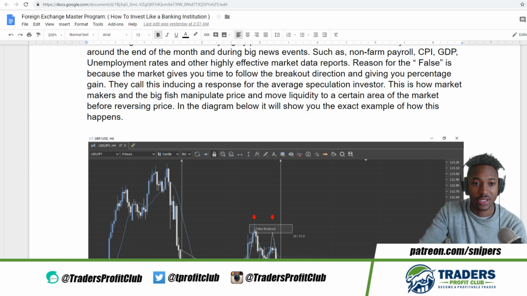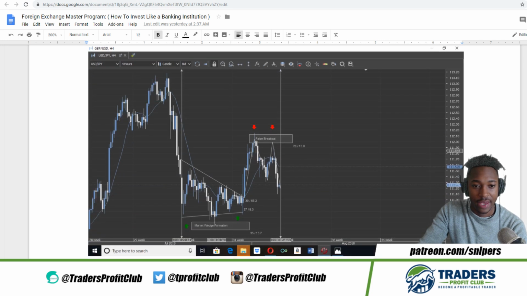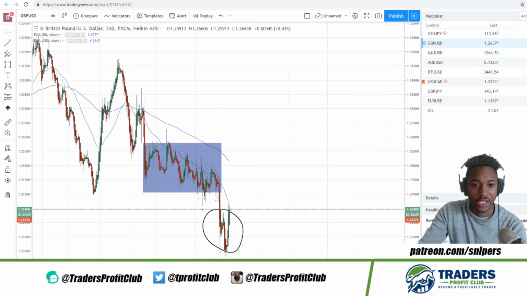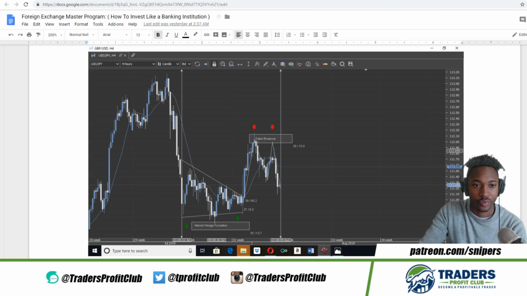The reason for the false breakout is that the market gives you time to follow the breakout direction and gives you a percentage gain, right? So this is what they did. It was actually during a news event earlier this year, and I took a screenshot of this. The market made that consolidation, just like how price consolidated as it's consolidating right now here. Price consolidated, and then it broke out, just like it did here. And then they gave you time to get into profit, and then they reel you back in.